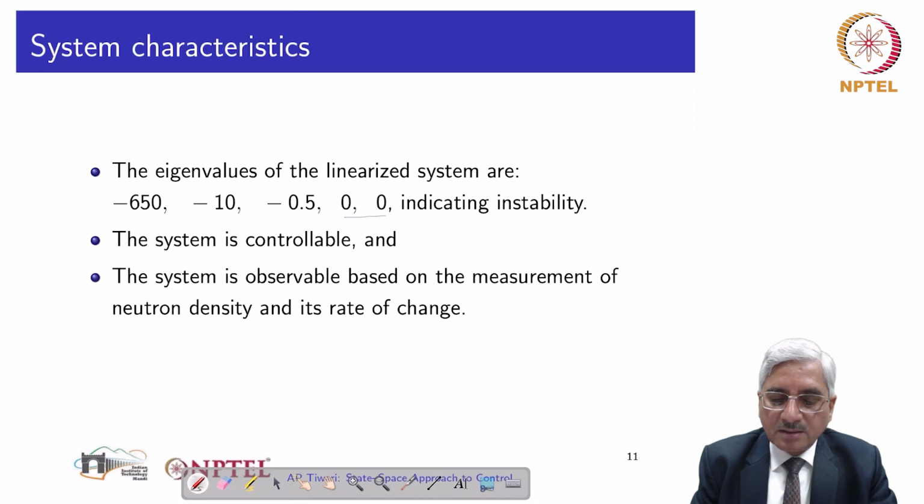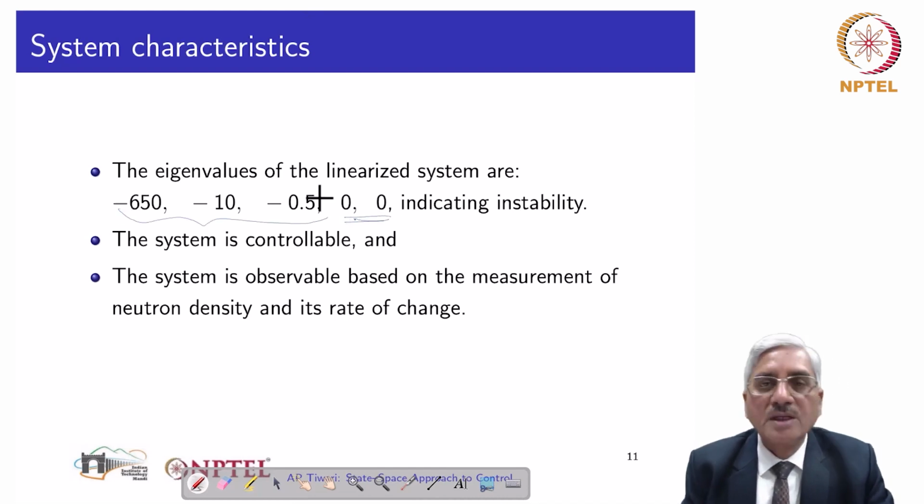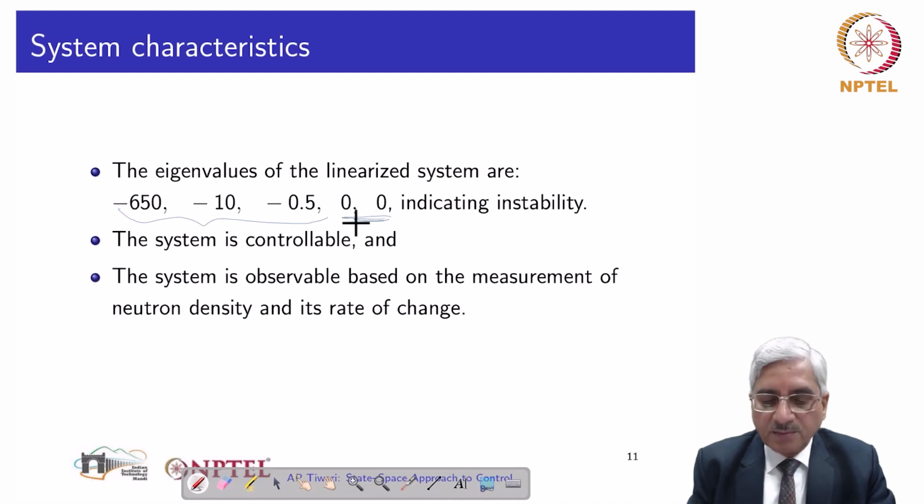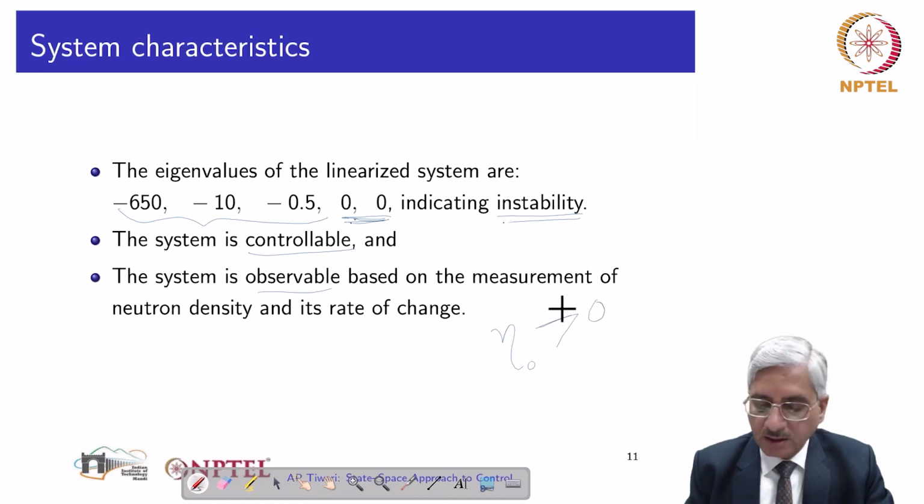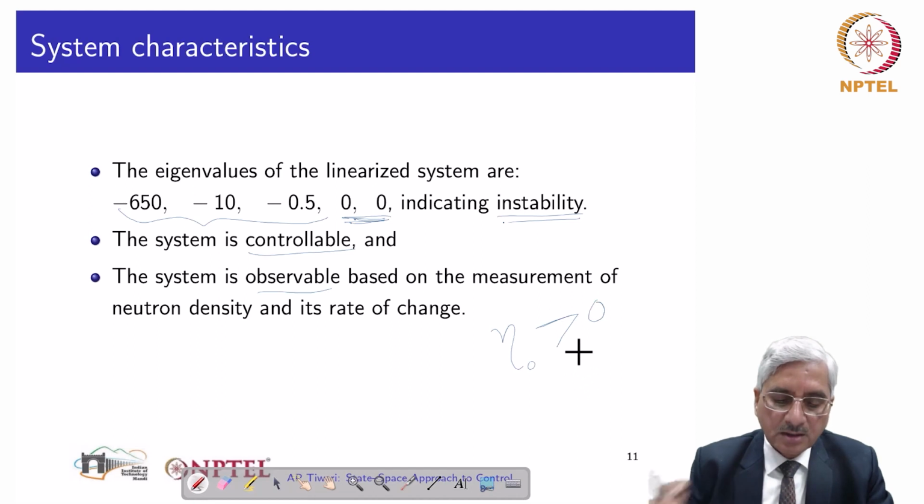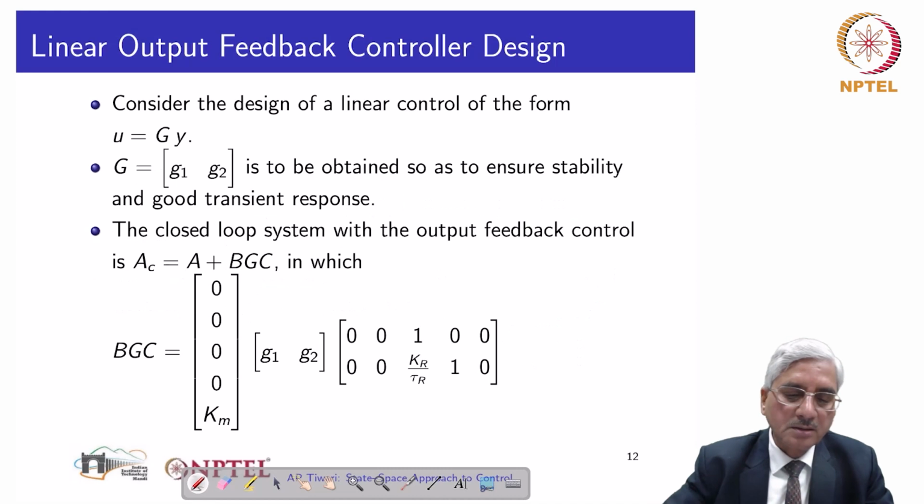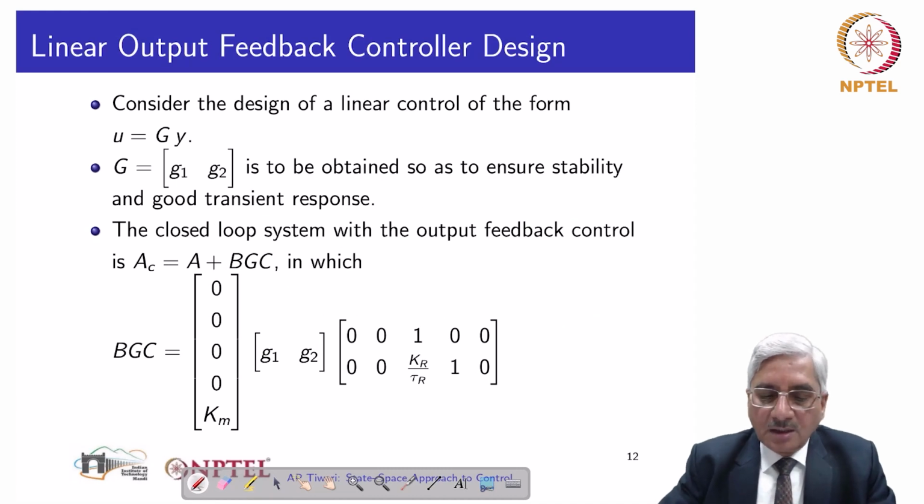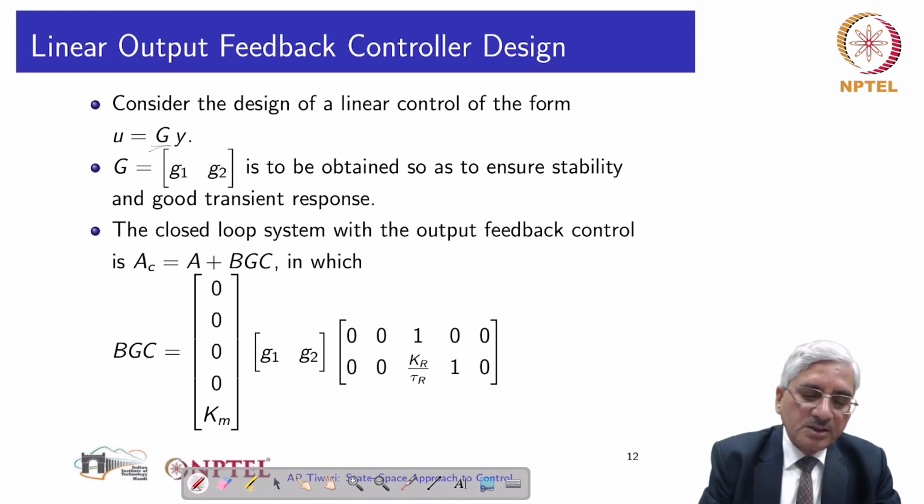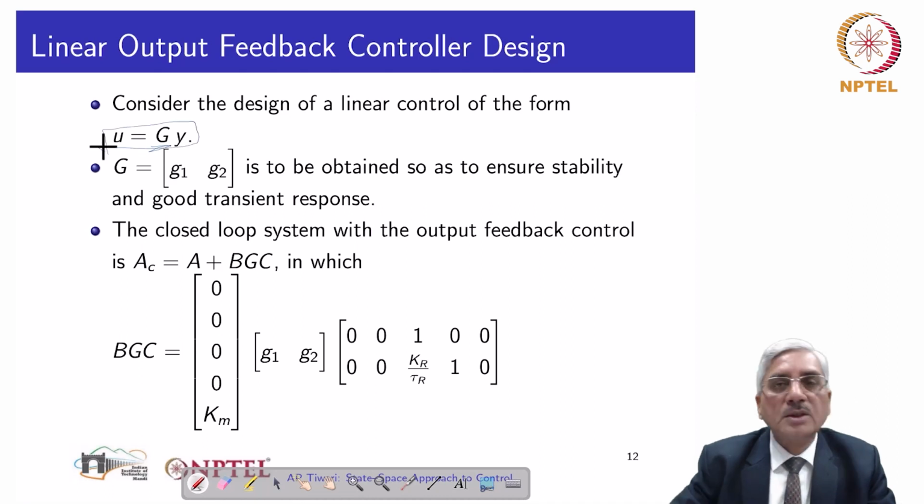So we found that it has 2 eigenvalues at the origin, 3 are in the left half S plane, but because of these 2 the system is unstable, and we had established controllability and observability. Of course, eta 0 should be greater than 0 in that condition. For eta 0 equal to 0, the system is uncontrollable and unobservable. This is all established.